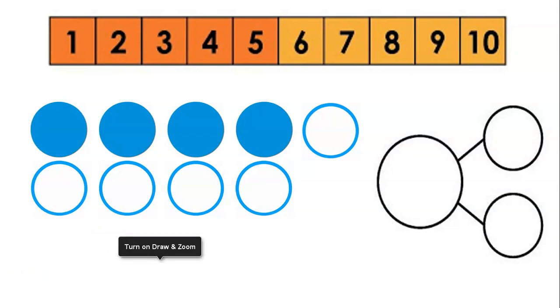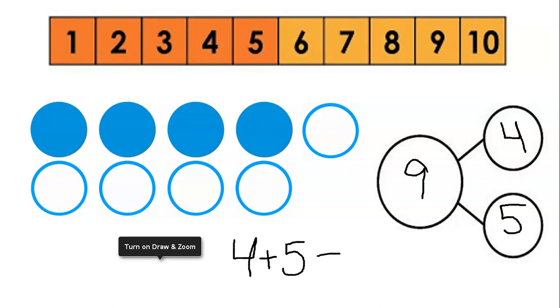Okay, so we see it in 2 parts. The dark circles, or the filled in circles, represent the pigeons that were already there. So that's 4. That's my 1 part. And then the open circles represent the pigeons that came later. And there were 5. And then we know all together there were 9. So we had 4 plus 5 equals 9.